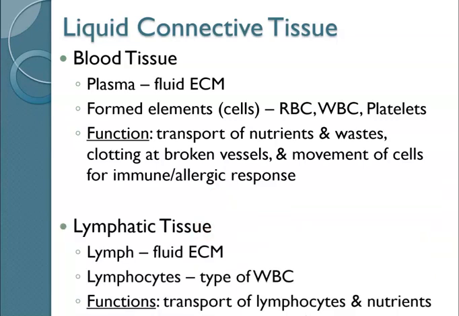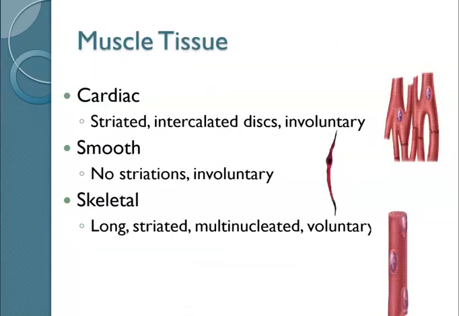Lymphatic is the other one. Lymph is the fluid extracellular matrix. They're mainly found in lymphatic vessels. The main type of cells in them is lymphocytes. That's one type of white blood cell. The main function of the lymphatic tissue is to transport lymphocytes and other nutrients. Fat actually is transported from our small intestines. They will be taken to where the jugular vein meets the subclavian vein near our neck, and then they will go into the blood supply.